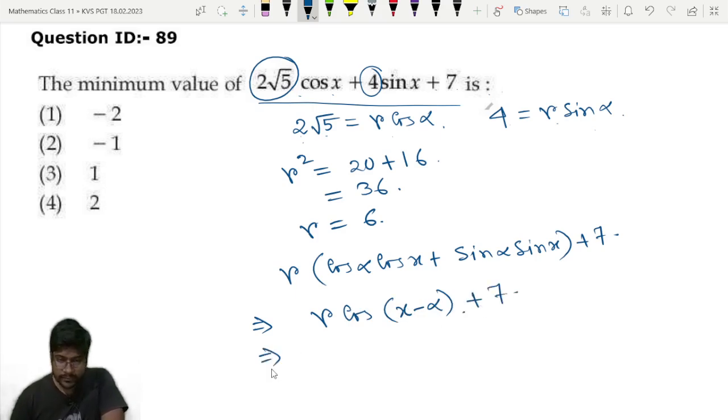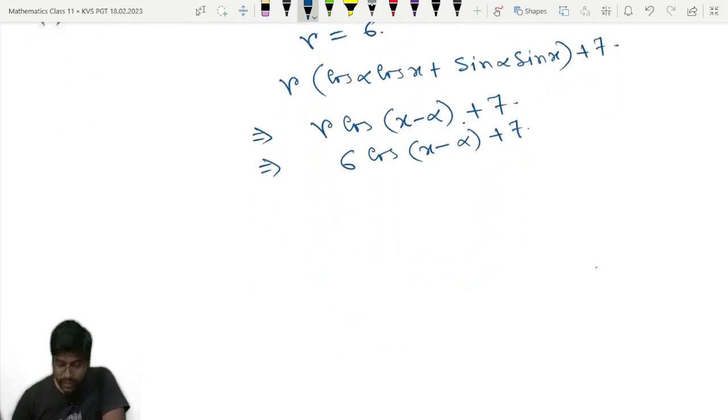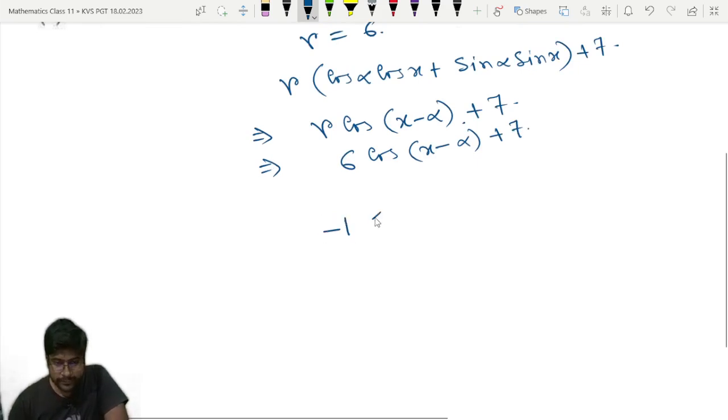Now the value of R is 6, we know. So 6 into cos of x minus alpha plus 7. Now what we know, the value of cos x will be from -1 to 1. Okay, -1 less than or equal to cos of x minus alpha less than or equal to 1, that we know.